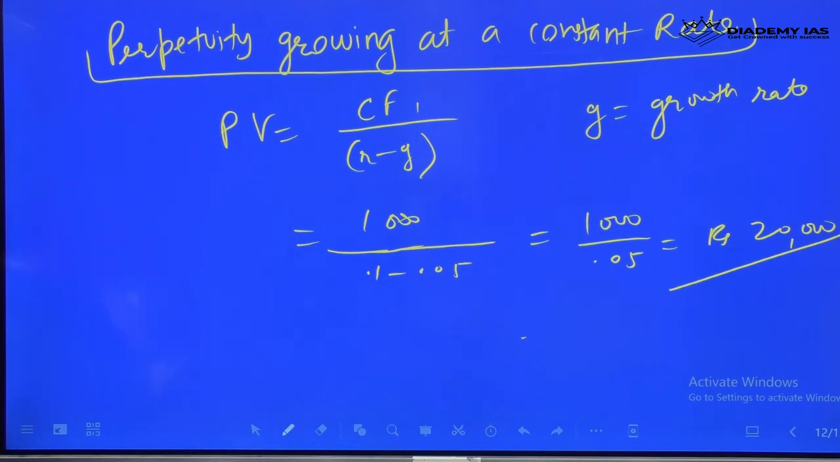Please read the question. A person wants to award a scholarship of 1,000 per year for the next 10 years. The first scholarship will be awarded after the end of 1 year, and thereafter the amount of scholarship will grow at the rate of 5% per year to offset the inflation. Find the sum to be invested now for this scholarship if the rate of interest is 10%.